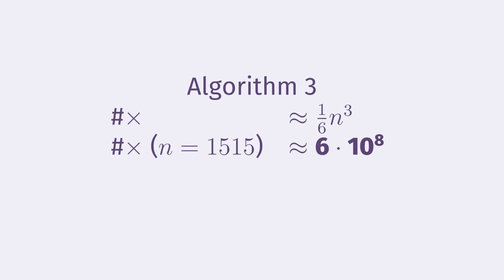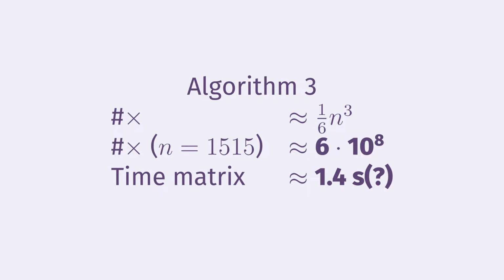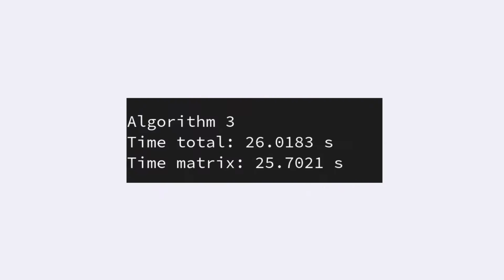For n equal to 1515, this is now only around 600 million multiplications. At a speed of 430 million multiplications per second, this algorithm should only take around 1.4 seconds. But when I implemented it, it took 26 seconds to run.